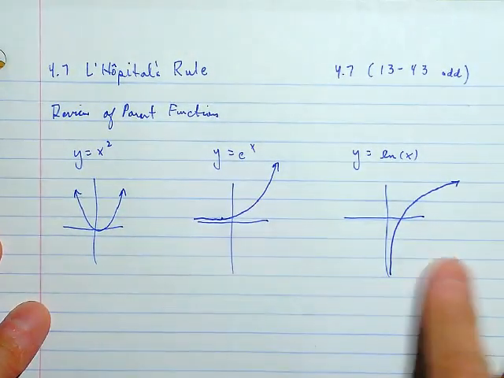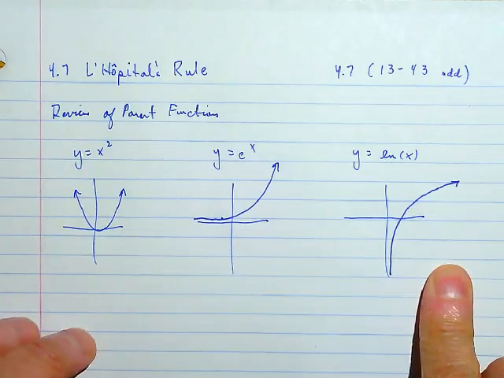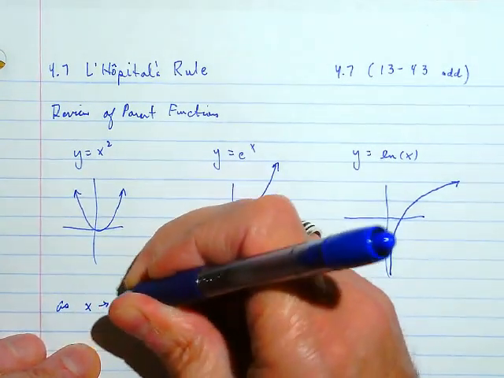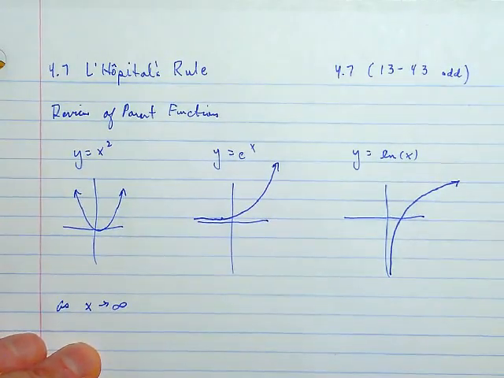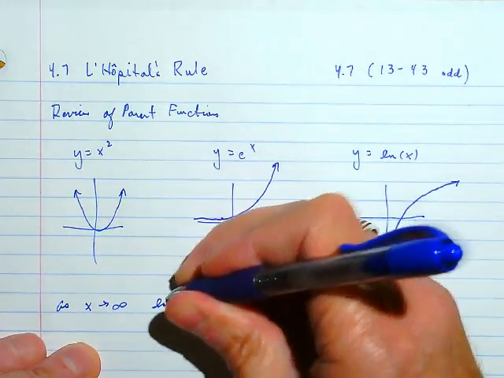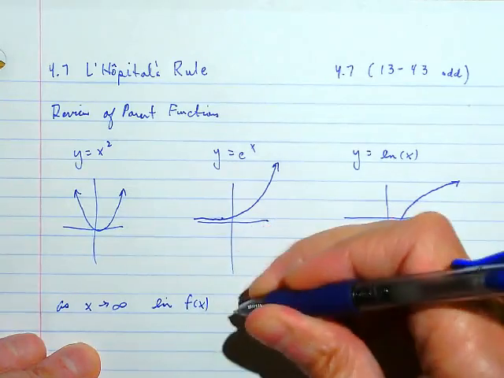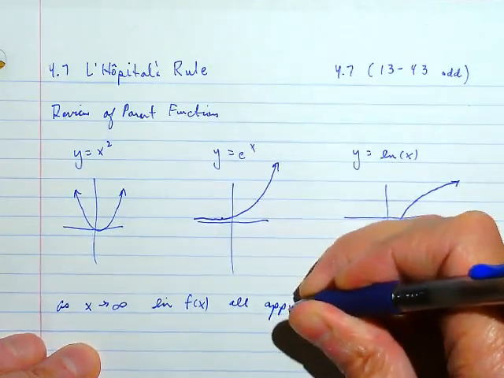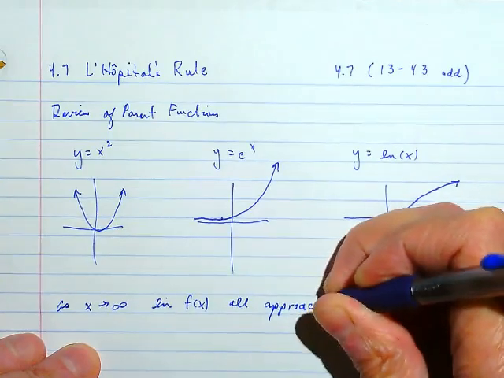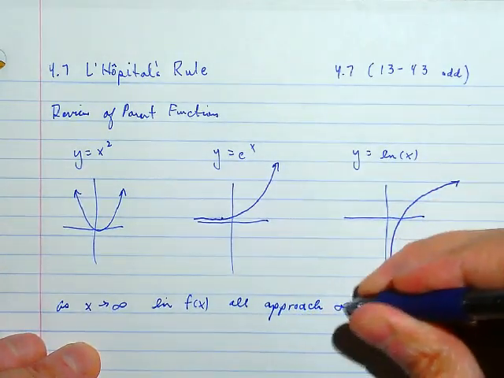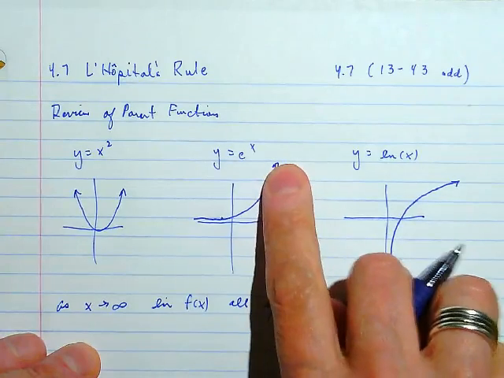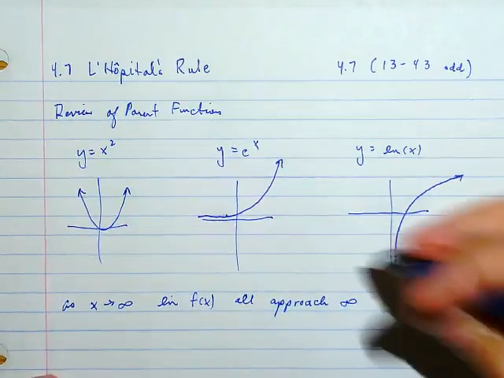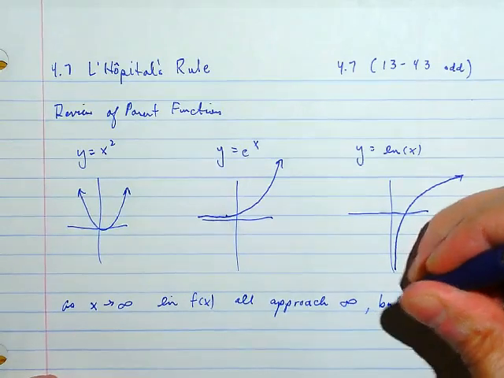You can see all of these have different end behaviors. My question then, as x approaches infinity, the limit of all of these functions of x all approach infinity as well, don't they? Because if you look at the right end behavior, you can see, yep, that's going up, it's going to infinity. But my question is, how fast?